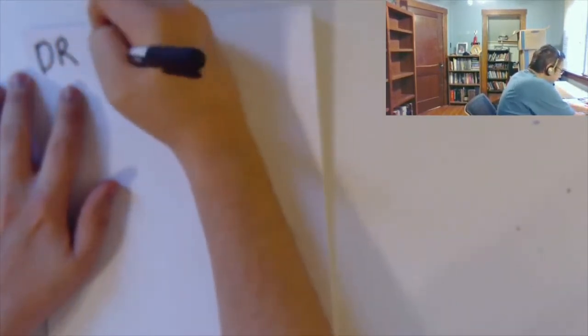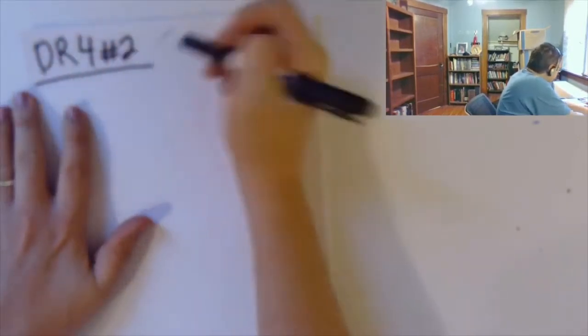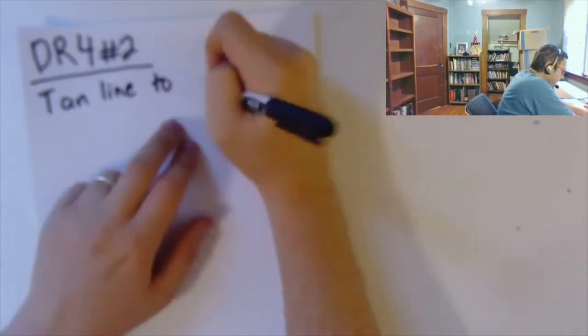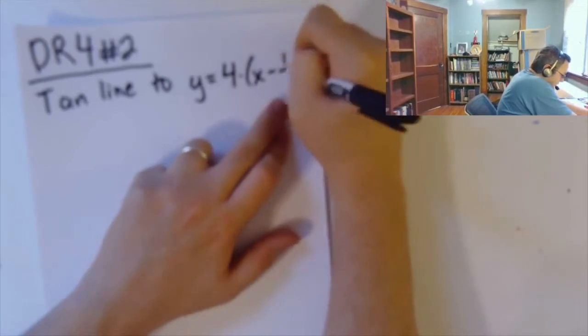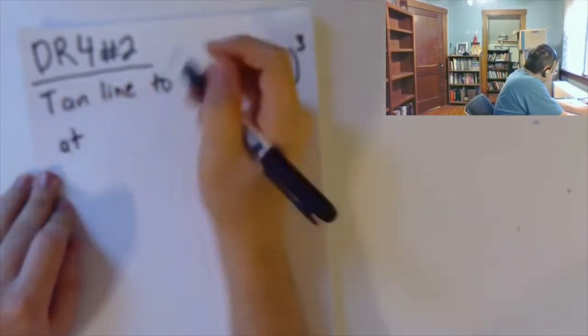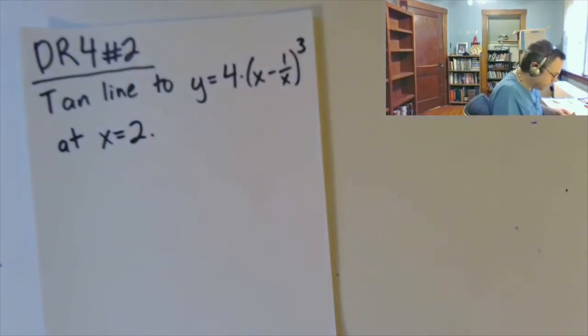Okay, so I think there are three questions I'm going to do. So let's do derivative review 4, question 2, which asks you to find the tangent line to y equals 4 times (x minus 1 over x) cubed at x equals 2. Okay, so let's go ahead and do this question.